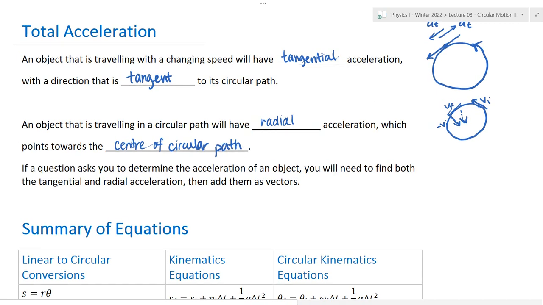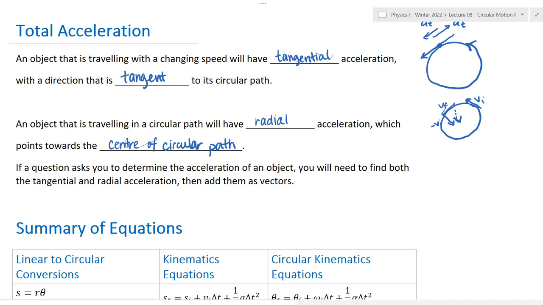So there are two types of acceleration now. We have tangential acceleration. That's the type of acceleration you get when your object is speeding up or slowing down. If it's speeding up, the tangential acceleration points in the same direction that the object is moving, just like if you were traveling in a straight line. If you're slowing down, then the tangential acceleration points in the opposite direction of your motion, just like it would if you were traveling in a straight line. But if you're traveling in a circular path, then no matter what, you're also going to have radial acceleration, and radial acceleration always points towards the center of the circular path.